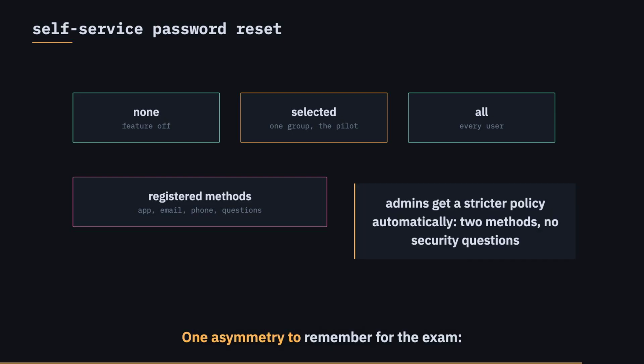One asymmetry to remember for the exam: administrator accounts do not follow the policy you configure. Microsoft enforces a separate, stricter reset policy for privileged roles automatically. Always 2 methods, and security questions are never allowed for them. It makes sense when you think about it. The account that can reset everyone else deserves the strongest gate.